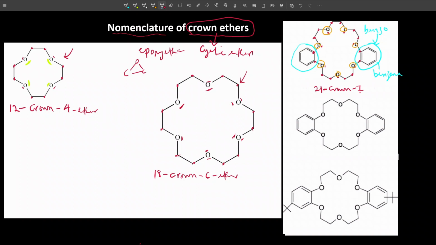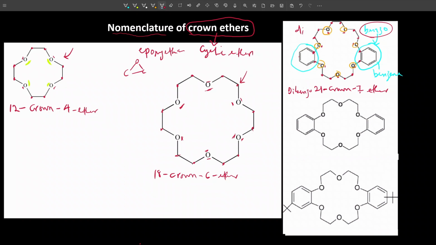Now, back to the benzene, which I called benzo, right? How many benzene groups do we have here? We have 2. In chemistry, we use di for 2. So we say this is dibenzo 21 crown 7. You can just add ether at the back if you want to, though you don't need to. So that is dibenzo 21 crown 7 ether.